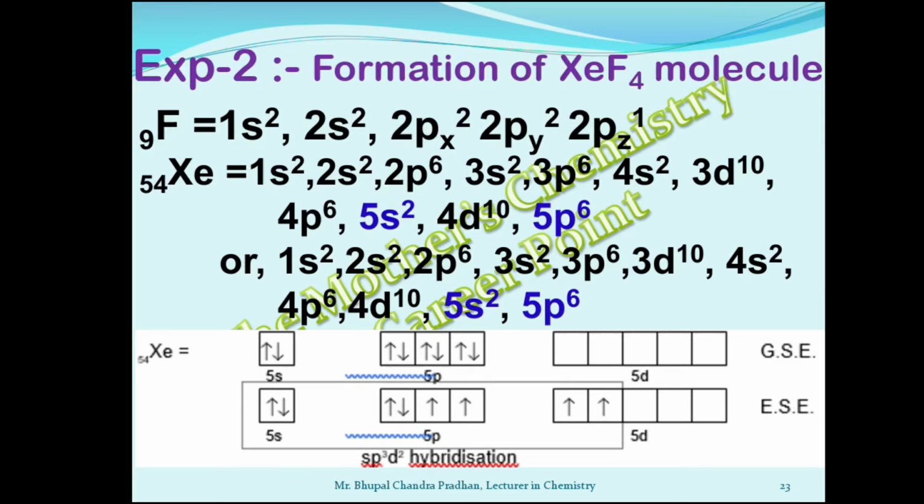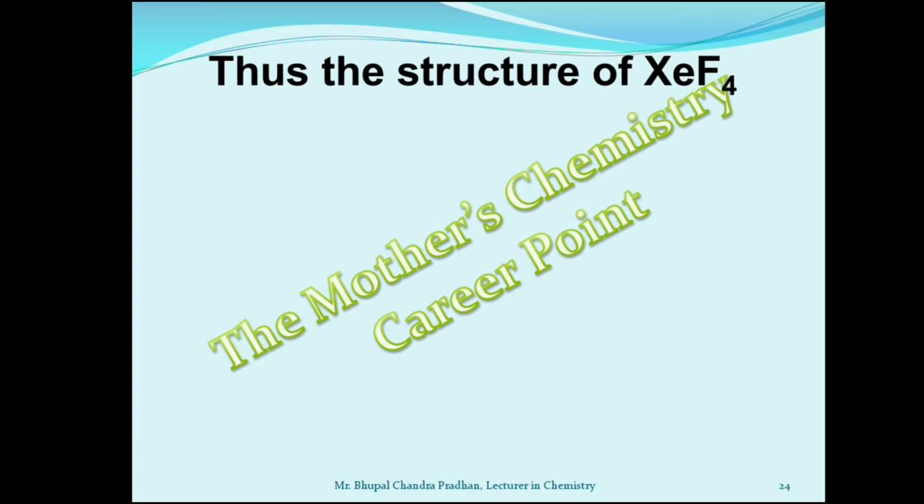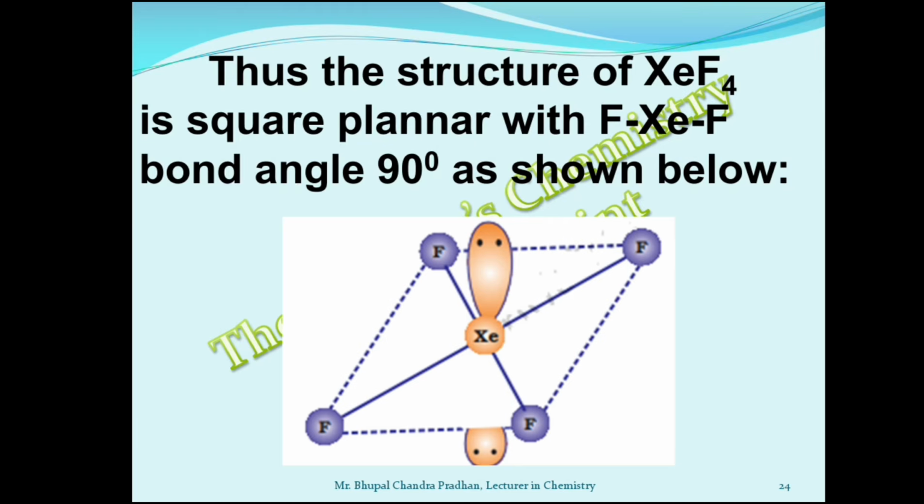As a result, we will get 4 half-filled sp3d2 hybrid orbitals and 2 lone pairs. These 4 sp3d2 hybrid orbitals take part in bond formation. The structure of xenon tetrafluoride is square planar, with the fluorine-xenon-fluorine bond angle of 90 degrees, as shown below.